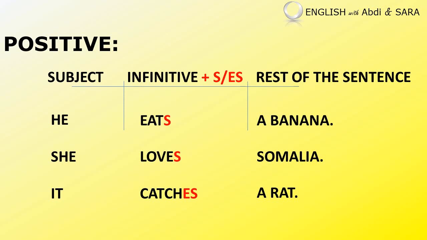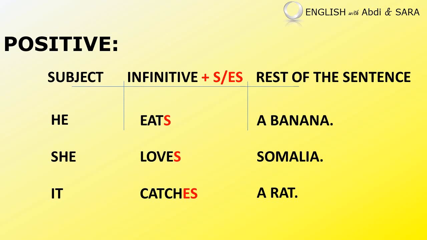For example, he eats a banana. He is my subject because this is the doer of the action. Eats is my verb, but it is the combination of the infinitive eat plus the suffix s. So we read it as eats. And then we add the rest of the sentence, which is a banana.